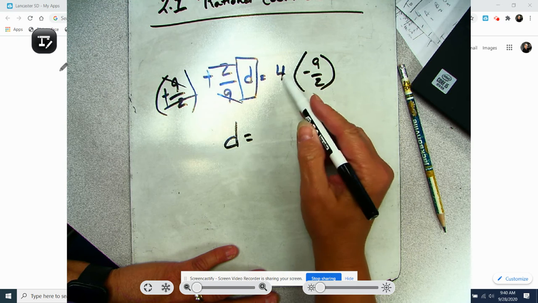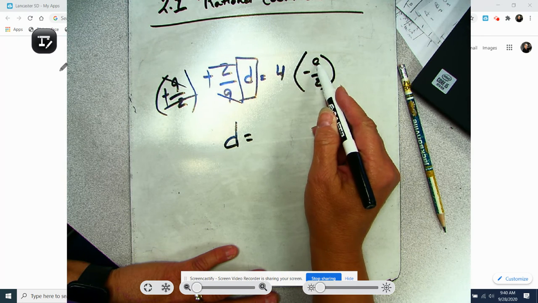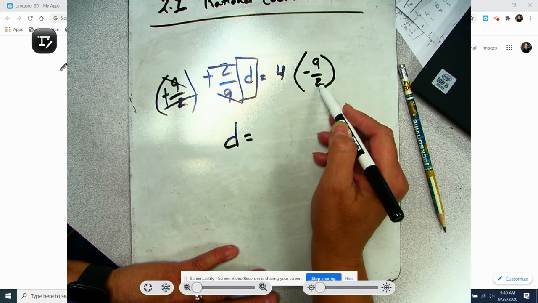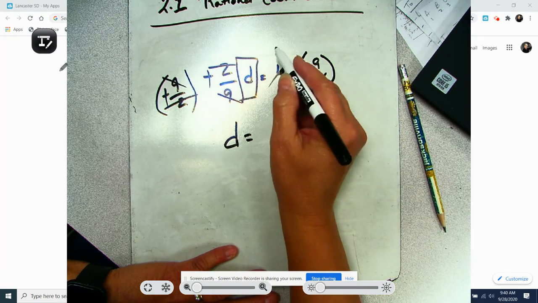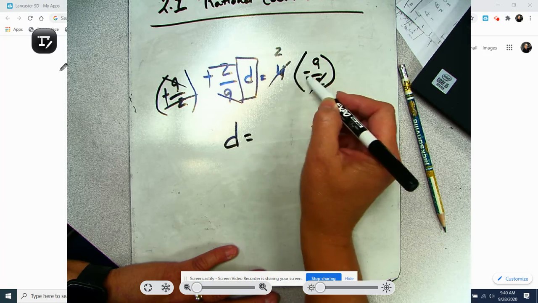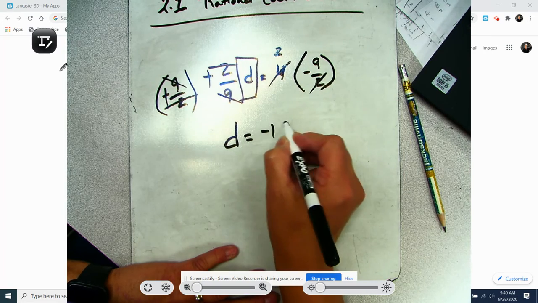So over here, you can multiply 4 times 9 and then divide by 2, or you can cross cancel. 2 goes into 4 2 times. 2 times negative 9 is negative 18.